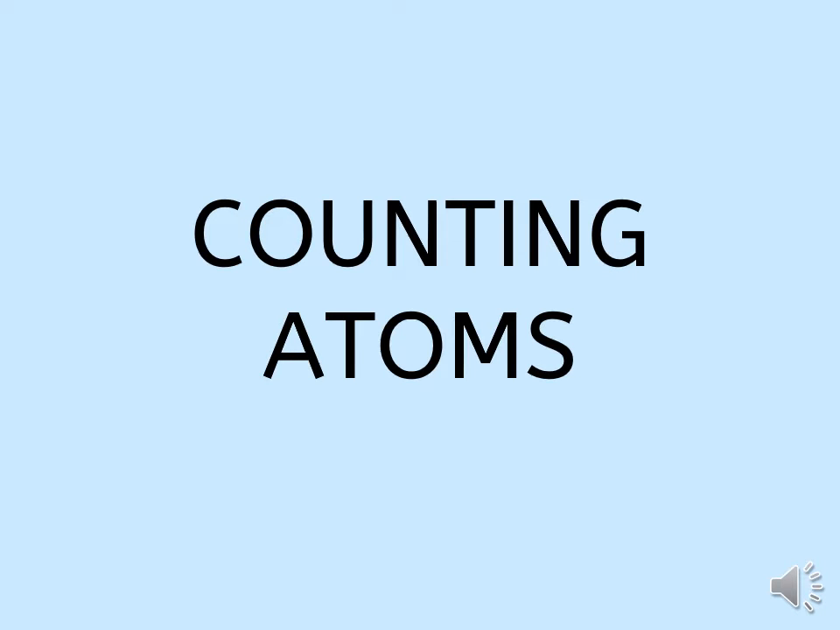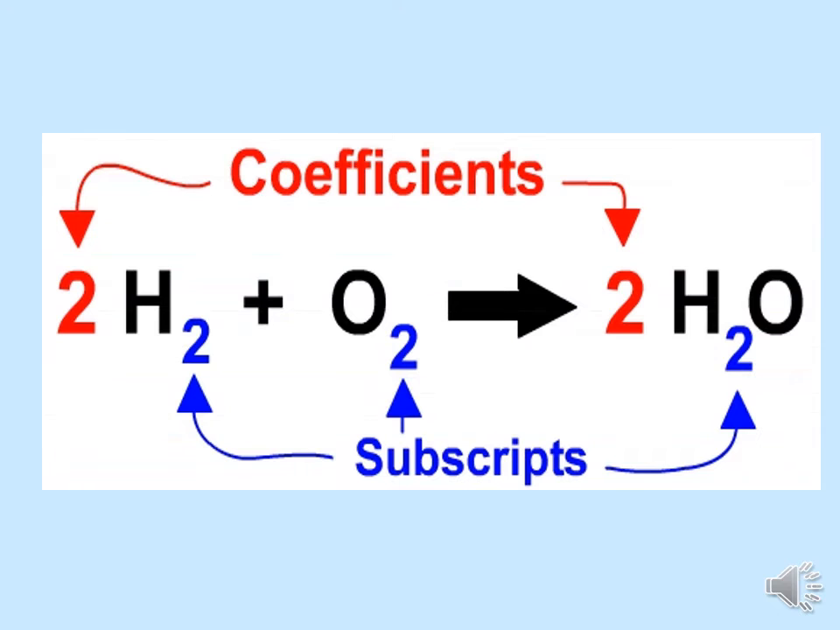Our lesson today is about counting atoms. First of all, we have to define two types of number that are used in this matter. A coefficient, this number is called a coefficient, and a subscript, this is a subscript.